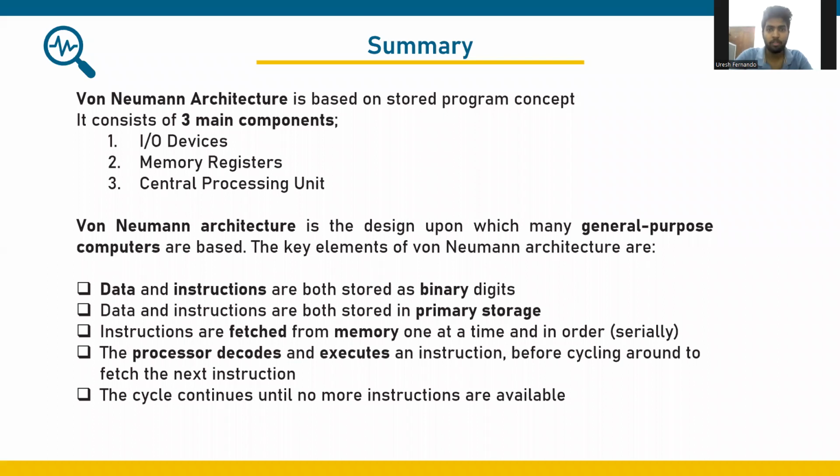Von Neumann architecture is based on a stored program concept, and it consists of three main components. The first one is I/O devices, the second one is memory registers, and the third one is the central processing unit. Von Neumann architecture is the design upon which many general purpose computers are based. The key elements are that data and instructions are both stored as binary digits and in primary storage, and instructions are fetched from memory one at a time and in order, which means serial processing. The processor decodes and executes an instruction before cycling around to fetch the next instruction. The cycle continues until no more instructions are available.